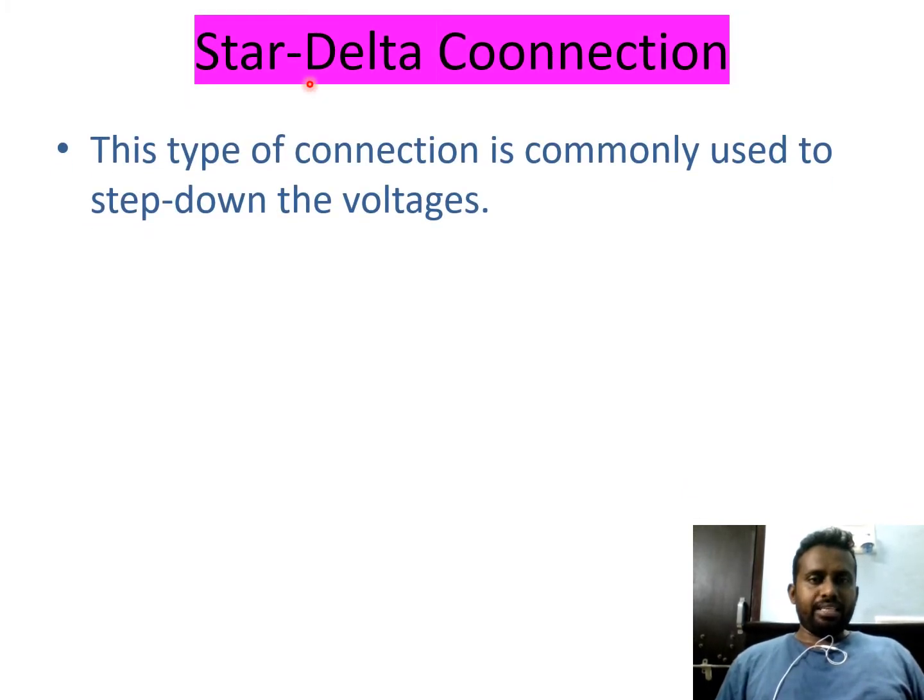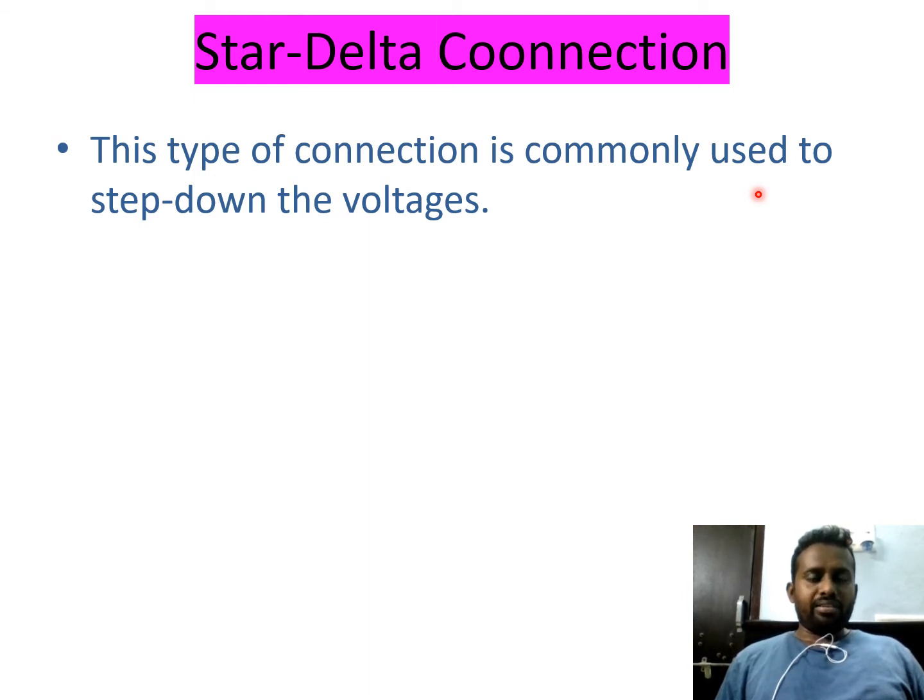The first type of connection is the star delta connection. It is not COO, it is CONNECT. This type of connection is commonly used to step down the voltages. Star delta type of connection is used to step down, as you can see, at the distribution end, that is for domestic as well as industrial applications.